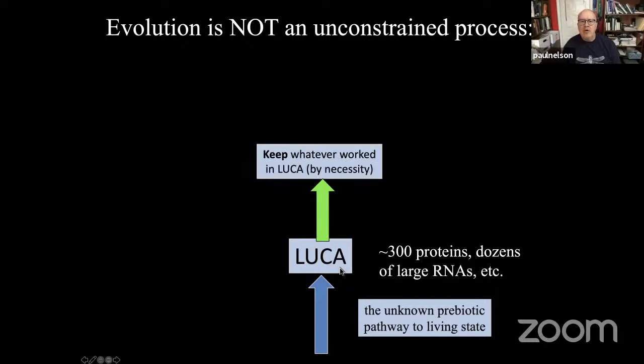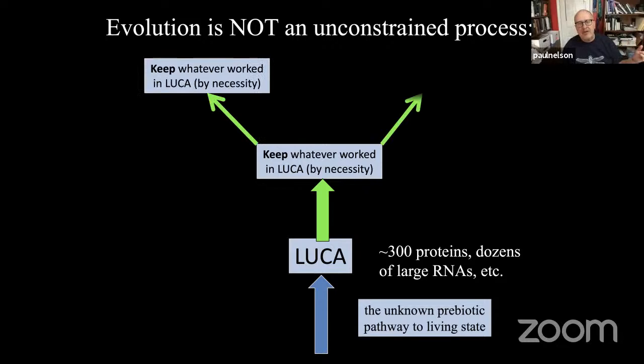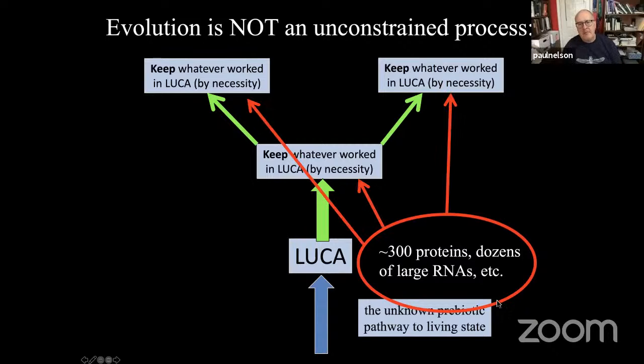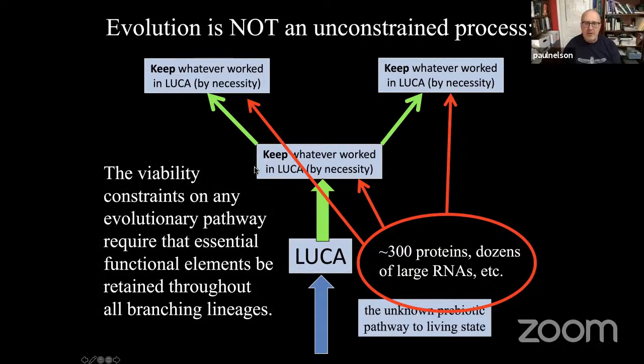Now, you have to keep what is essential by necessity. So if there's some molecular feature of LUCA that's essential for its existence, that feature will be essential for the offspring as well. And as you climb up into the tree, probabilistically, you are going to retain those essential features as you work your way up into the branches of the tree of life. Ergo, you have good reason to think that it's more likely than not that much of this hardware should be present as you work your way up into the branches because of the viability constraints on any evolutionary pathway.